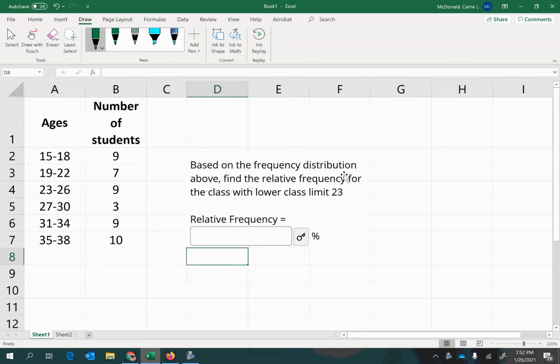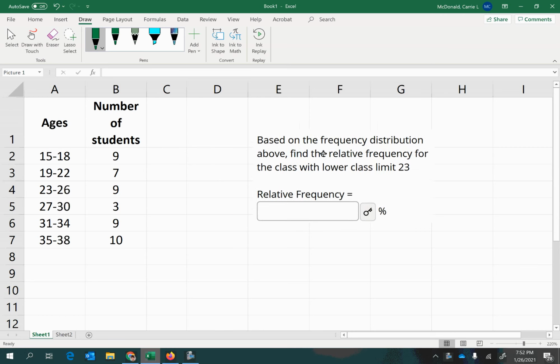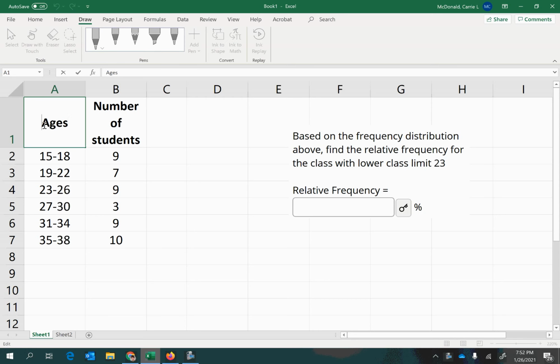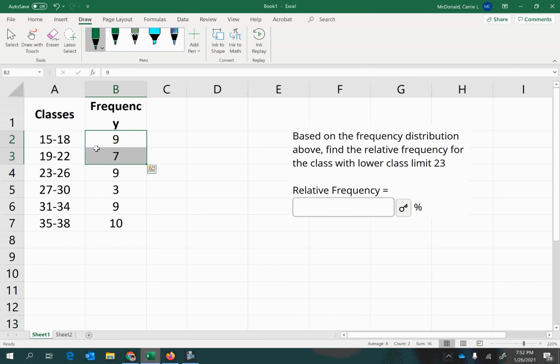Based on the frequency distribution, find the relative frequency for the class with lower limit 23. All right, so first of all, we have to understand what is a frequency. These are the classes. The ages are the classes. So we'll make that more general. And the number of students that falls in each age range is our frequency. So it's the count of how many students fell into each age range class.